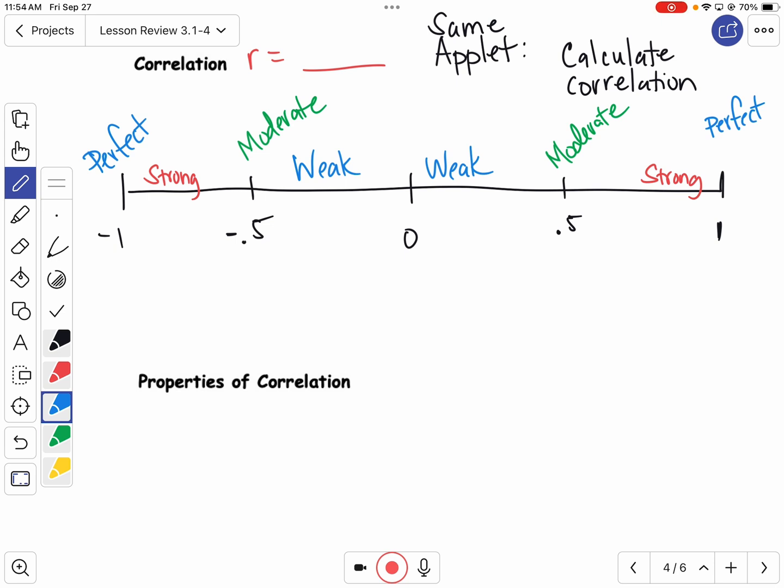Okay, so just looking at those decimal numbers that we might be given. So it's a number R. We can get to it from our applet. Just have to be sure we hit calculate correlation. Okay, all right. And so then yesterday we talked about the properties. Okay, and there are just a couple. All right, correlation does not have units. Okay, it's just R equals and a decimal number.